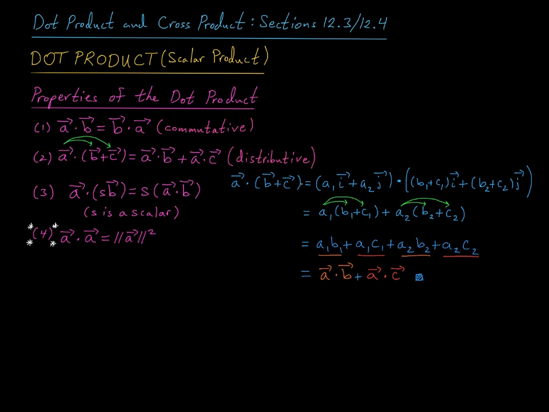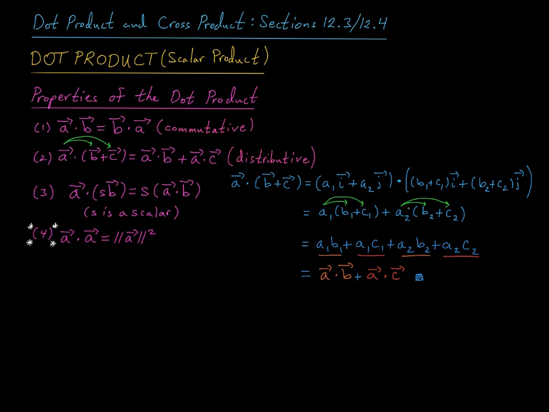To prove this property, if I write a in component form, this is a1i plus a2j, and b plus c in component form, that's b1 plus c1 i plus b2 plus c2 j, and you take the dot product of these two vectors, multiply their i components, so that's a1 times the quantity b1 plus c1, and then multiply their j components, so a2 times the quantity b2 plus c2, and then sum these two products. And now I'm going to apply the ordinary distributive property of real numbers.